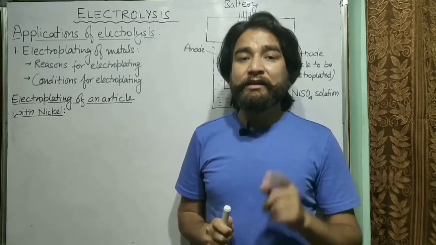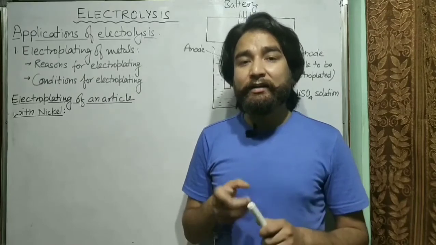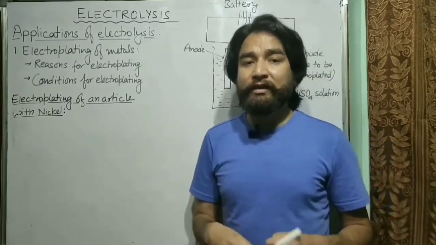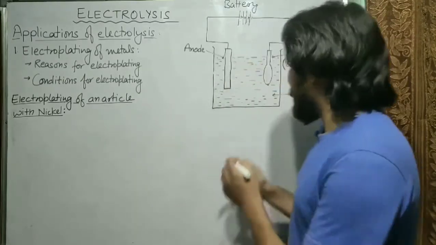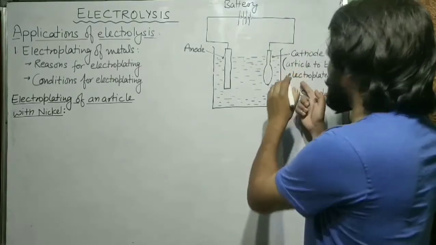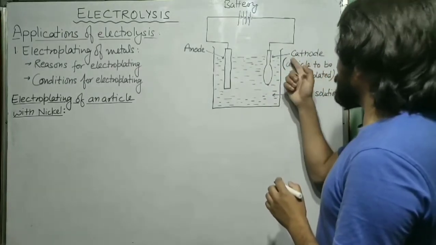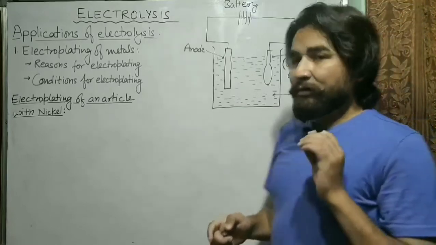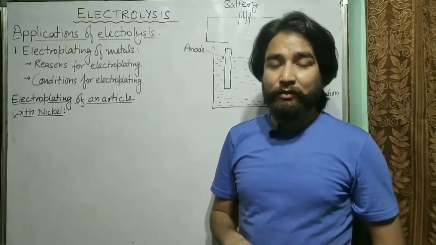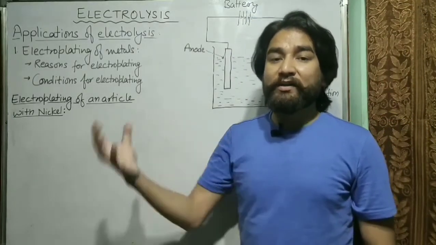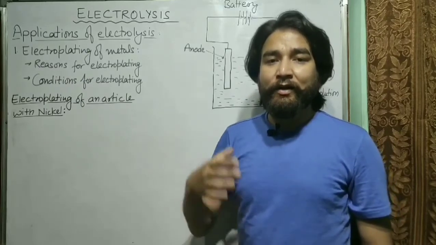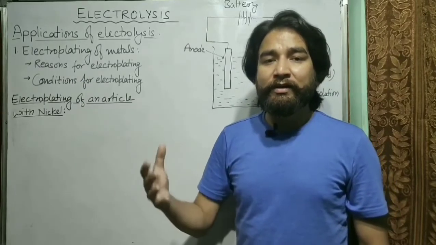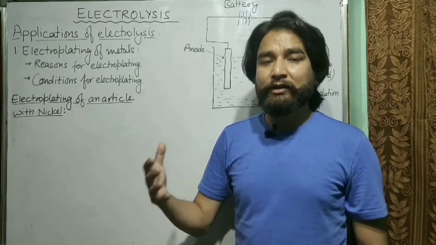The first condition is that the article which is to be electroplated is to be kept at cathode. Remember, the article which is to be electroplated must be kept at cathode. Now the question may be asked, why? Why must the article which is to be electroplated be kept at the cathode?